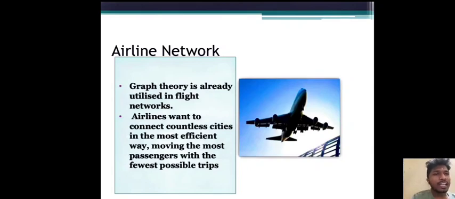Airline network. The airline network also uses this graph system to go in a quick time. Graph theory is already utilized in flight networks. Airlines want to connect countless cities in the most efficient way, moving the most passengers with the fewest possible trips. Like I say, when we need time efficiency, systems which are useful for us can reduce our time. By this graph system we can reduce the airline time, so the people who travel through this can go in time.